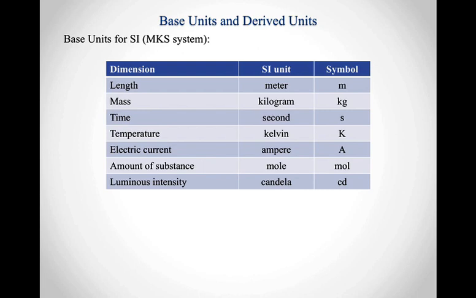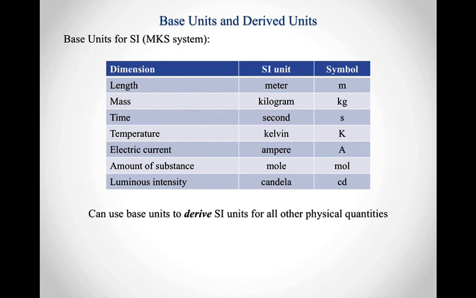And then luminous intensity is a measure of the power of light, right? So these are the base units, and we can build any other unit out of these. And so anything else that we're going to build, we're basically going to derive those units using some equation to create a new unit within the SI system.